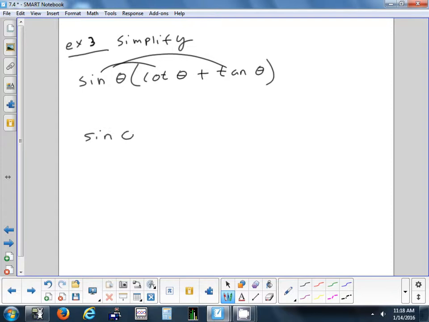So we've got sine times cotangent plus sine times tangent. Okay, any questions on the first step? All right, now I'm going to change everything to sines and cosines, and that's going to give me fractions. At that point, maybe I'll start looking at, if I have different denominators, putting them together.